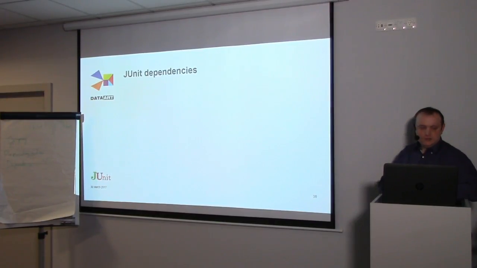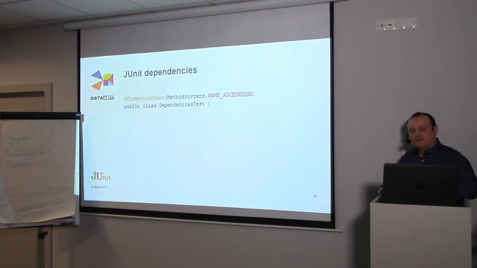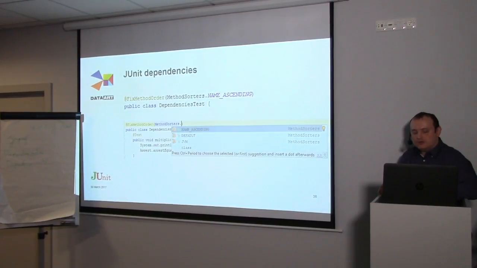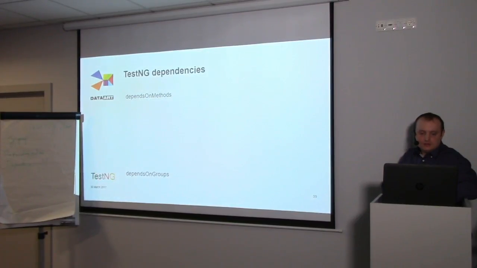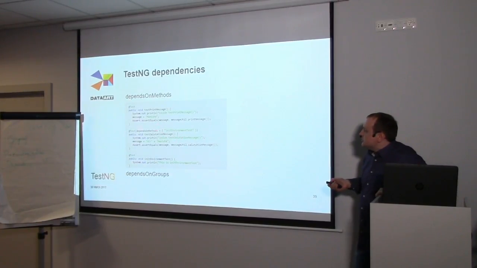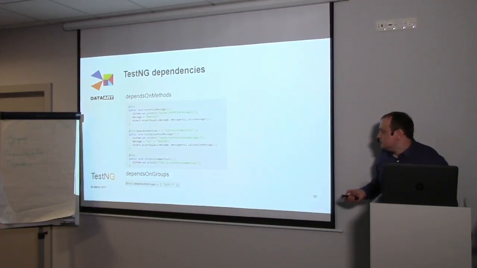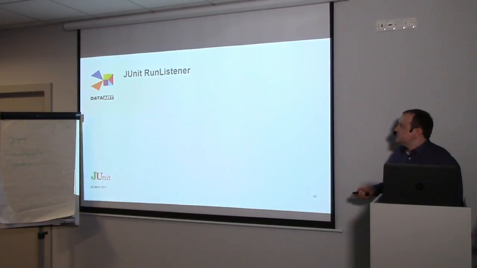Okay, so for JUnit previously there was maybe not dependency but ordering. So you could order tests, and you have a very small number of ordering options. For TestNG there are more possibilities: you can make your test dependent on another test, dependent on groups, and so you have different flexible possibilities.